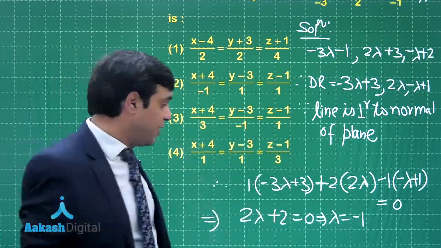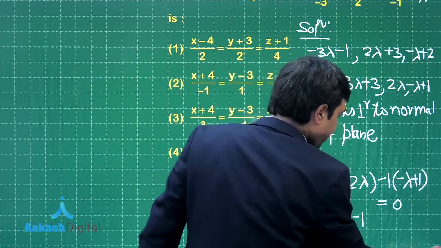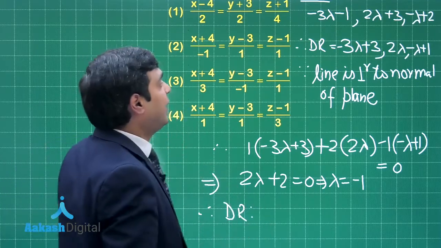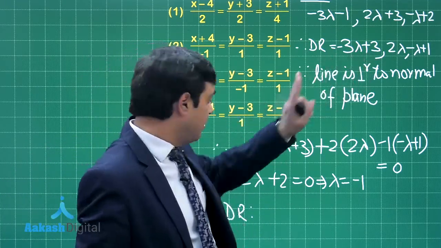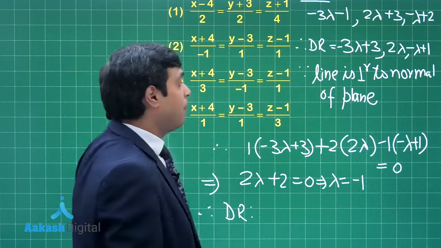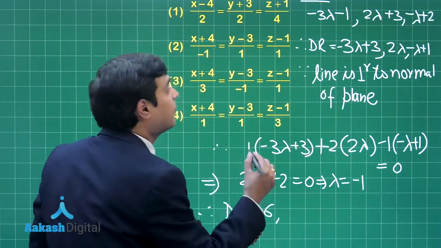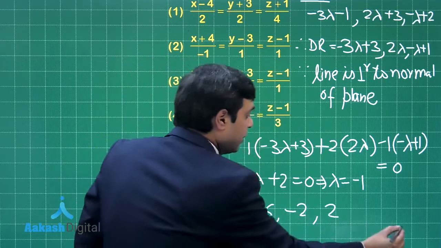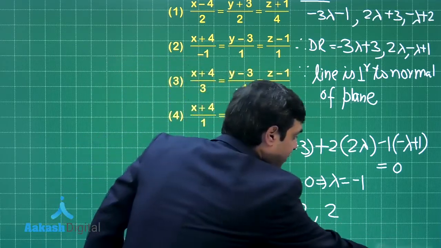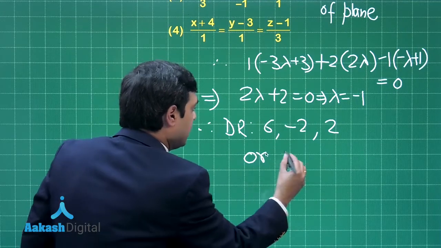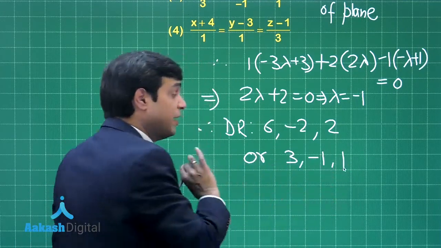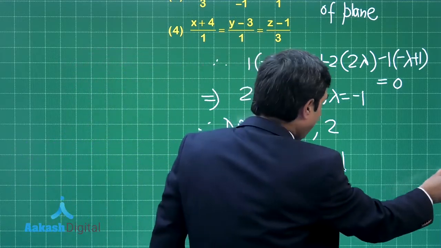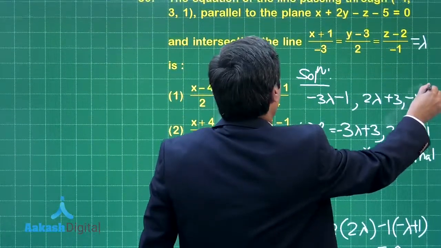Now we can find direction ratios here. Let's write down the direction ratios. Therefore, direction ratios are, it was minus 3 lambda plus 3. We put lambda is equal to minus 1. So we have 6. Next minus 2. Next we have 2. Or we can write it as 3, minus 1, 1. So these are the direction ratios. Point is given to us, direction ratios obtained. So let's check out from the given options.